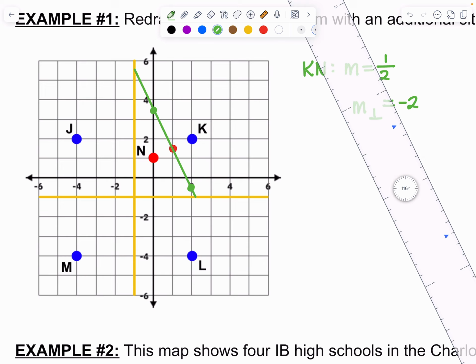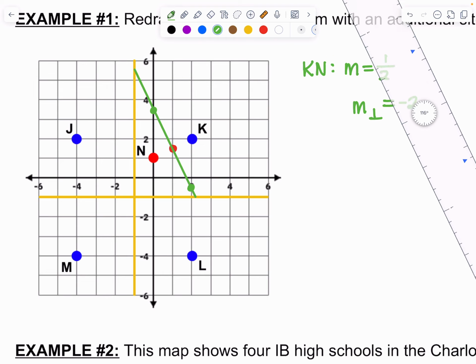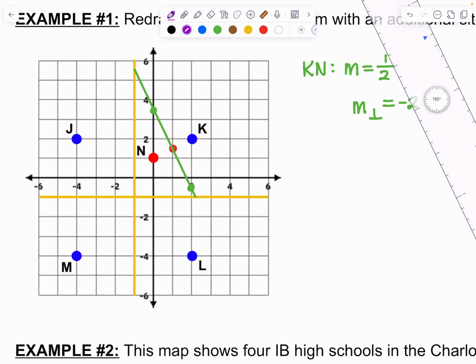Then the next thing I need to do is draw the bisector between N and L. So between N and L, I can tell that I went down 5 and I went over 2. So that means I need to go down 2.5 and go over 1. So I know the perpendicular slope needs to be a positive 2 over 5, and it needs to go through the midpoint. So I go up 2 over 5.